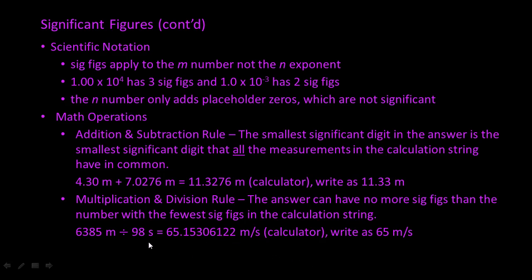So we need to look at the smallest number of sig figs in our division problem. And 98 has 2 sig figs. So we can write, or should write, our answer as 65 meters per second. That gives us the appropriate certainty with which we know the numbers. We're certain of the 6 in the tens digit, and the 5 in the ones digit is estimated. Maybe it's a 4, maybe it's a 5, maybe it's a 6.